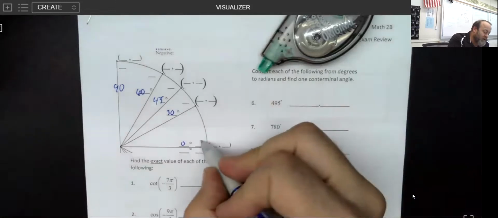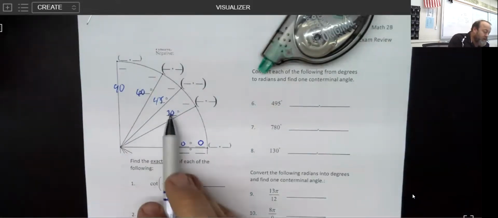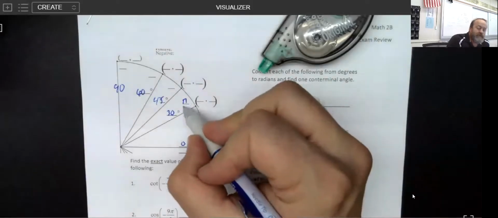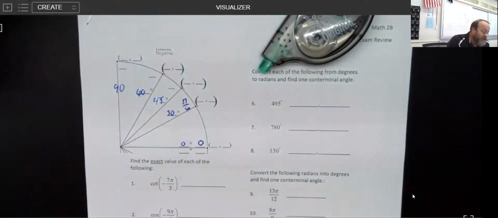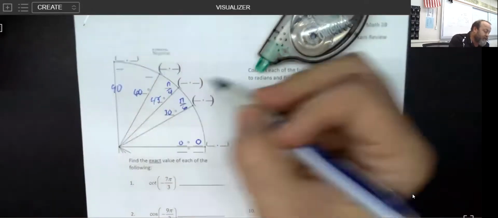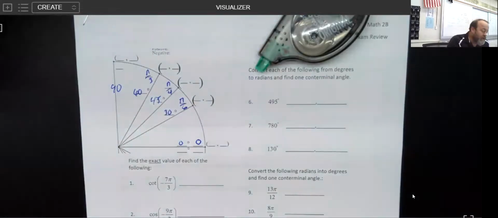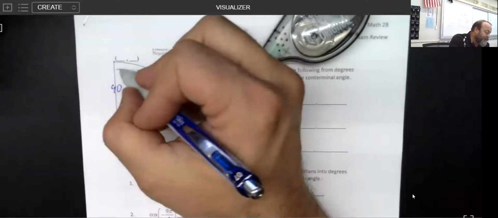Remember that 0 degrees would be 0 radians. 30 degrees would be pi over 6 radians. Hopefully we have these things memorized well by now. We've got pi over 4 kicking out the 45, pi over 3 being our 60-degree angle, and of course pi over 2 our last one.